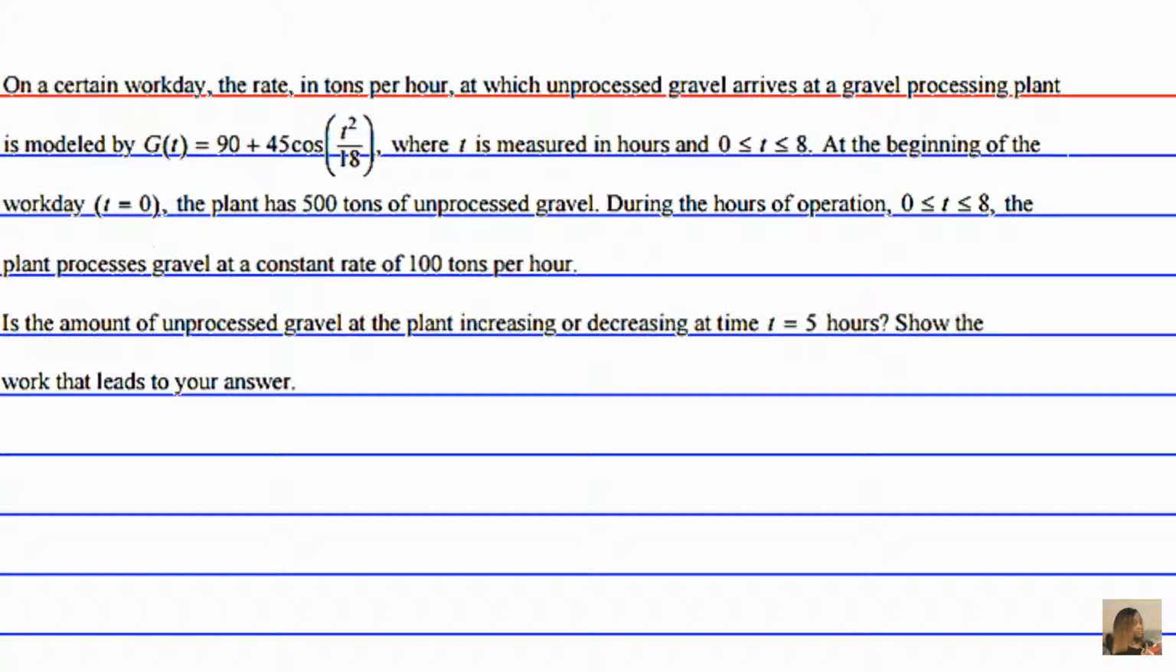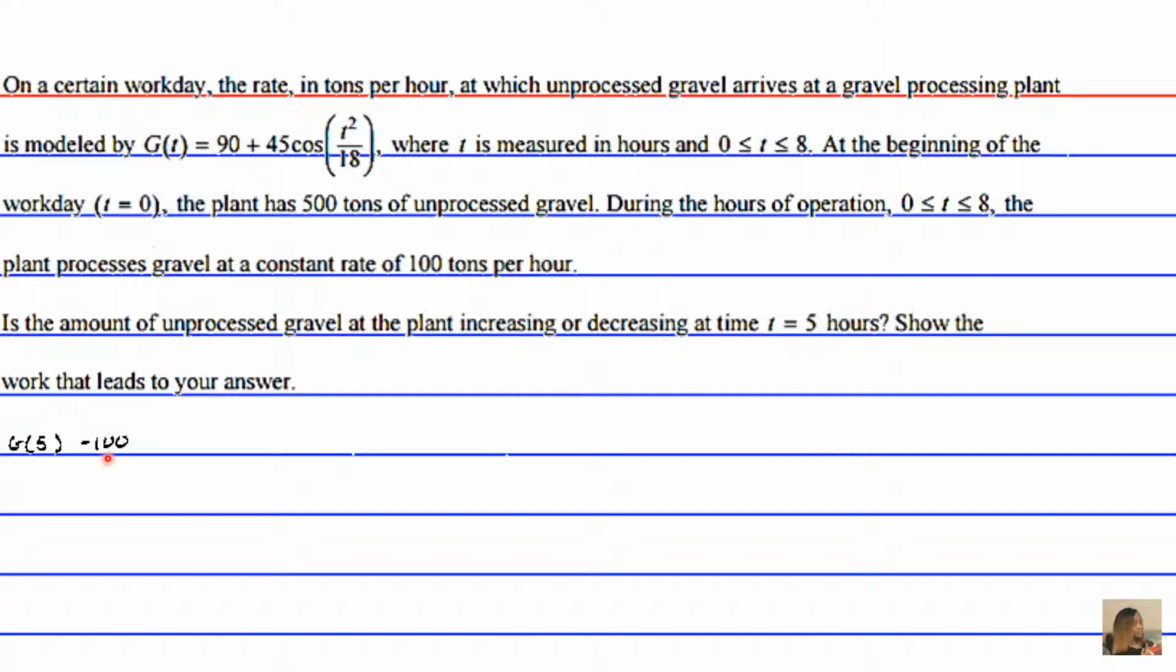Okay, so basically you have to find out whether G of 5 is greater than or equal to the constant processing rate per hour. So what we can do is set up a difference of G of 5, the arrival, minus the processing rate. So we can do the arrival rate, the input, minus the output, or the decremental amount of 100 tons per hour.